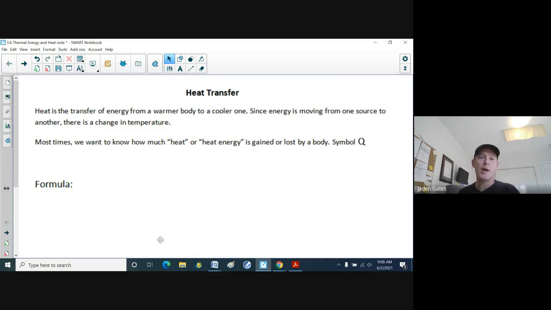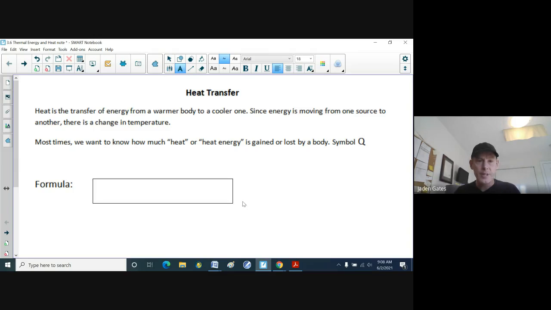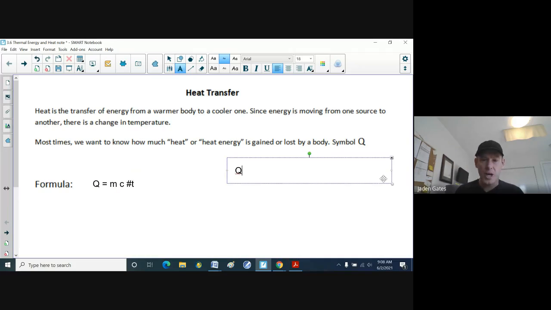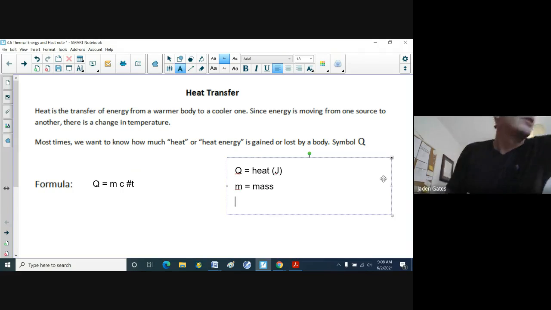Most times we want to know how much heat energy is gained or lost by a body, and that symbol is Q for heat. We have a formula: Q is equal to M times C times delta T. I don't have a delta, so I always do a little hashtag. Q is heat, and that's in joules because we're talking about energy here. M is our mass, which in standard units always has to be in kilograms.